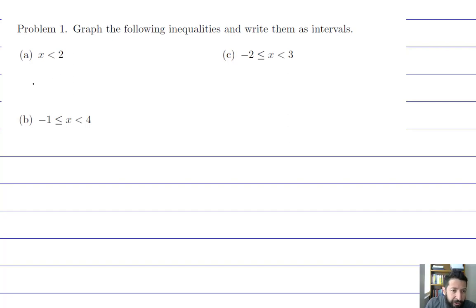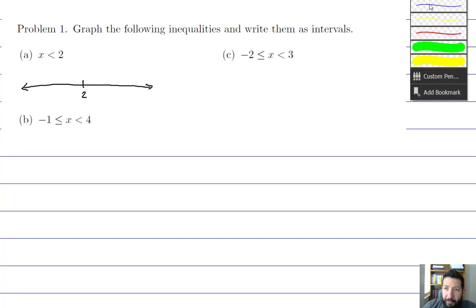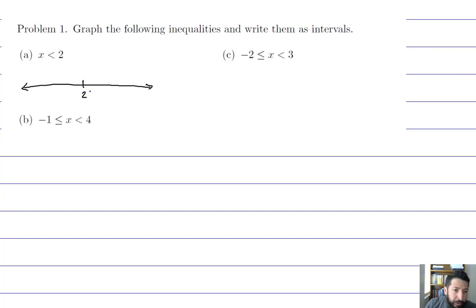Okay, so this lecture starts with a little bit of a reminder from lecture 1. We have our number line, and if we want to write the inequality x less than 2, all we do is locate 2, and then grab a different color and mark all the numbers that are less than 2, so everything to the left of 2. Since this is a strict inequality, I'm going to put a parenthesis there. That denotes that interval right there.